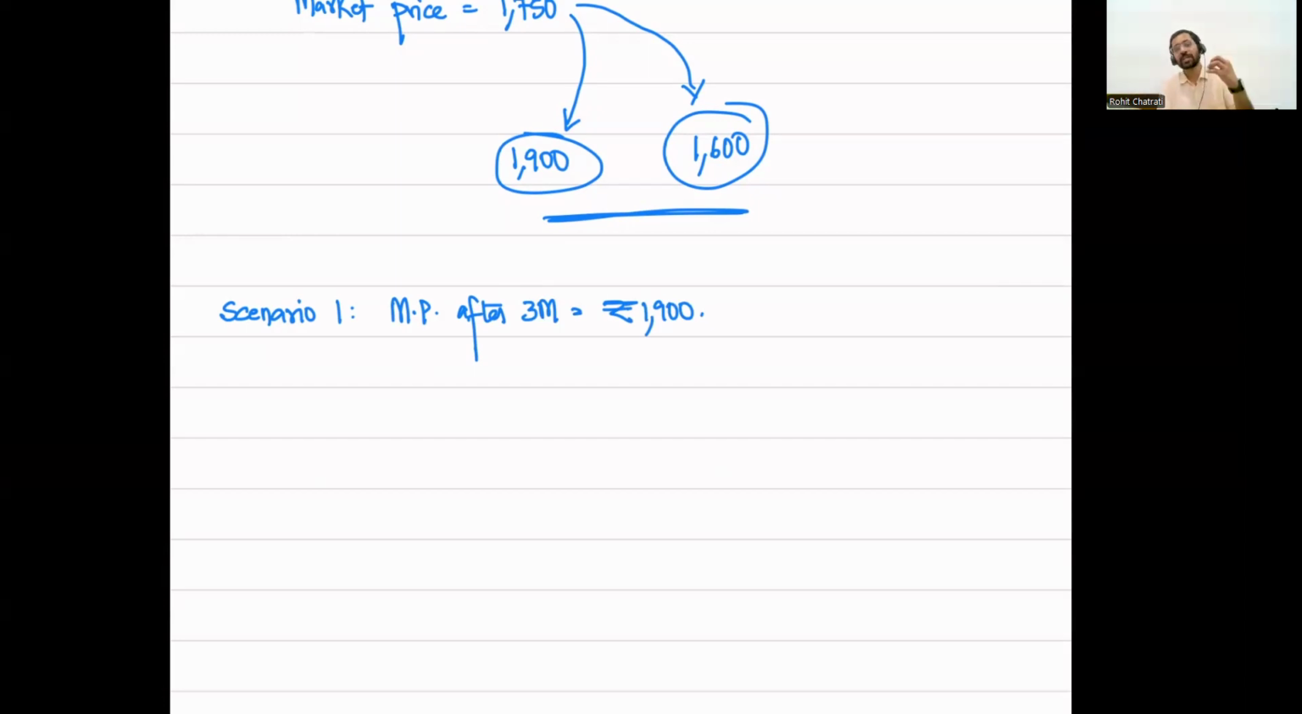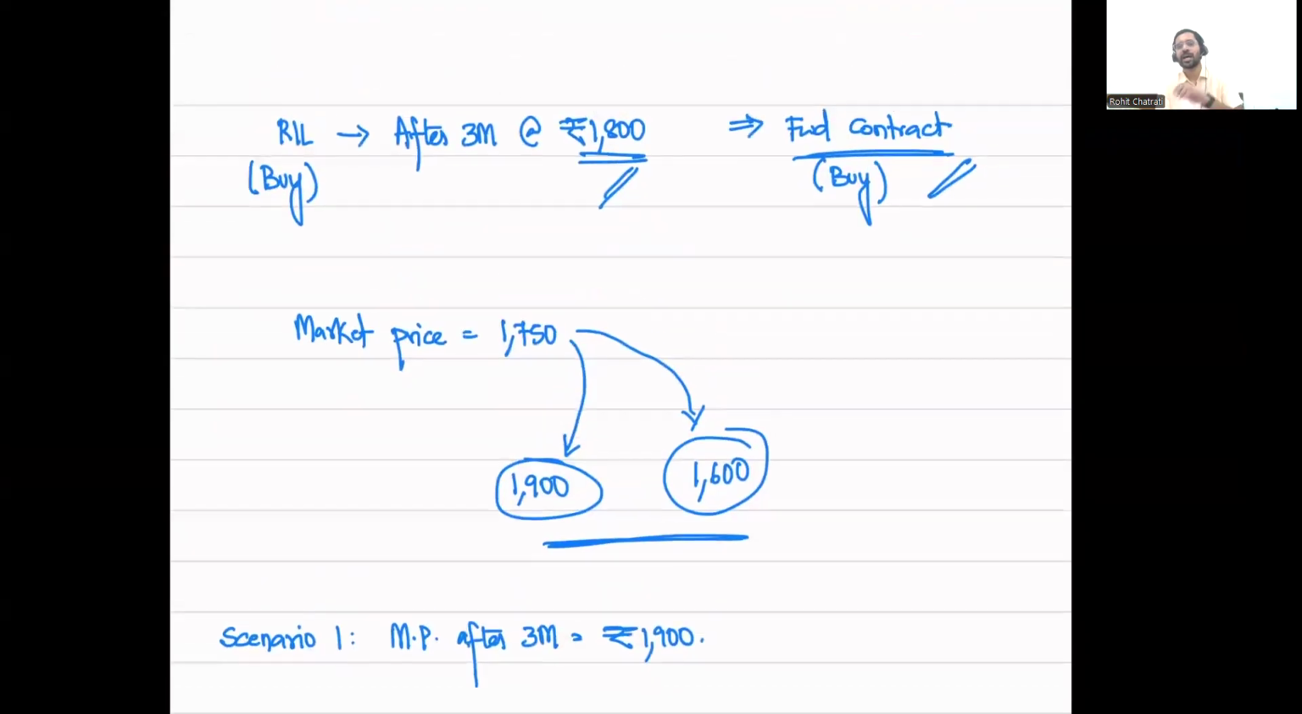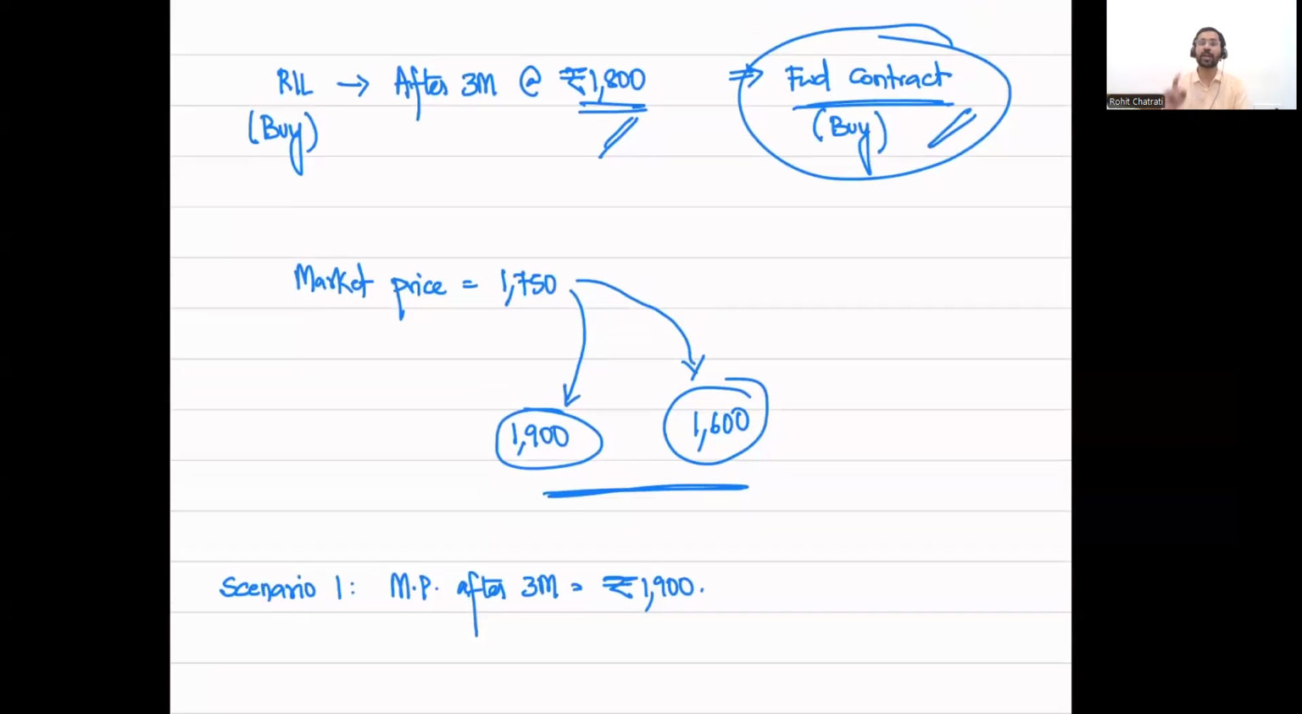In this case, I am sitting on a gain. Why am I sitting on a gain? Because after 3 months, I have to purchase the share by paying only 1800, whereas I will be getting a share which is worth 1900. I am going to pay 1800 under this forward contract, but I'm going to receive a share which is worth 1900. Now, if you think of it, this is a benefit for you. You have the ability under the forward contract to buy the share at 1800 while its market price is 1900. So this is a benefit for you.